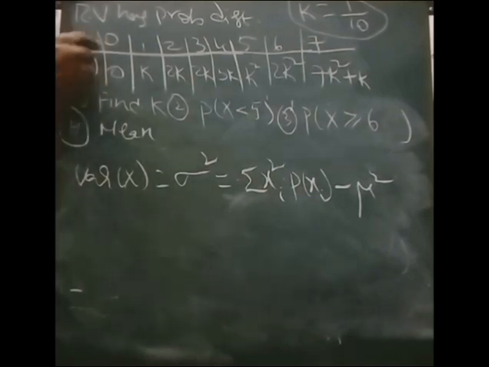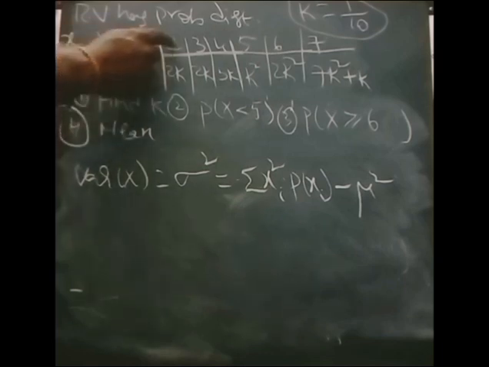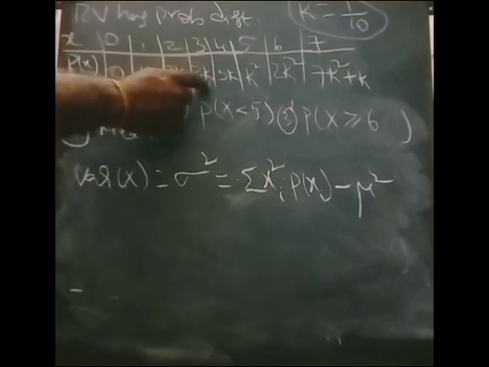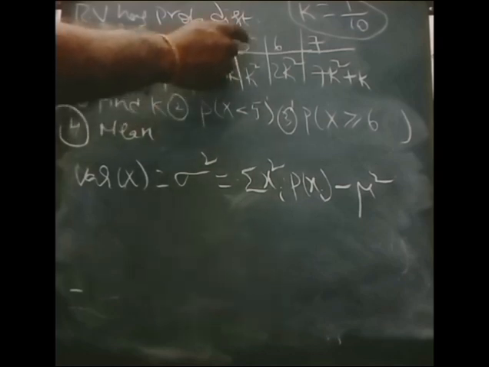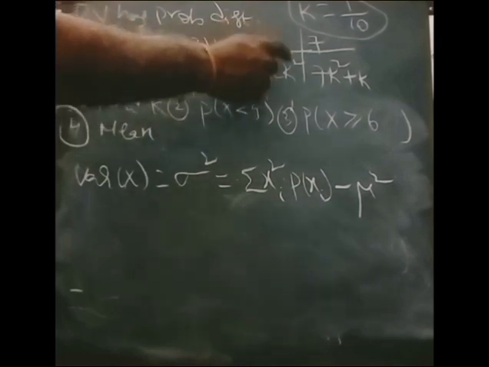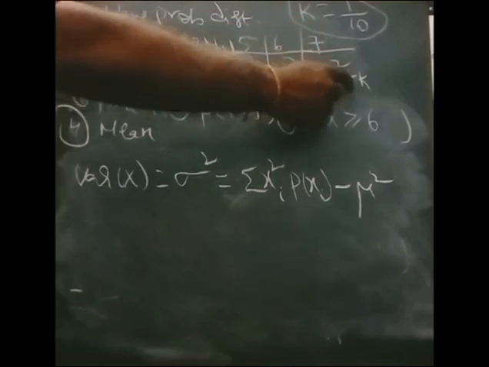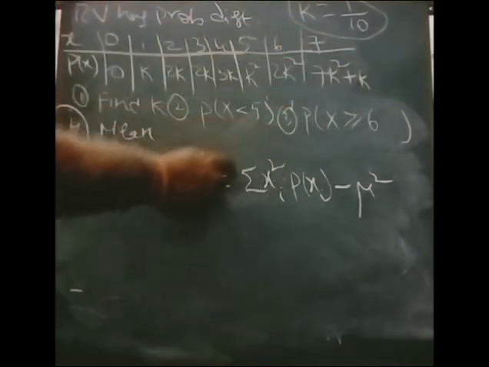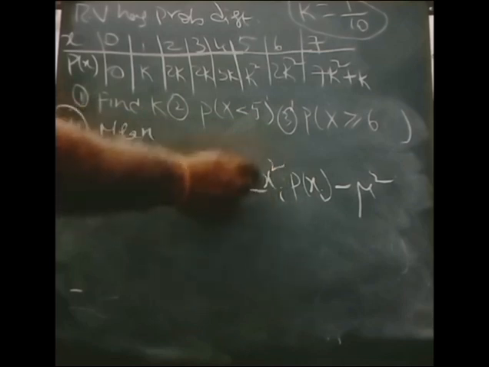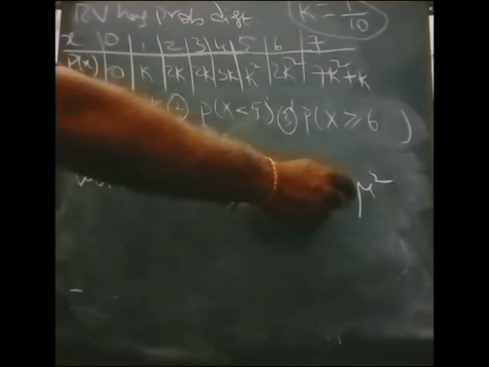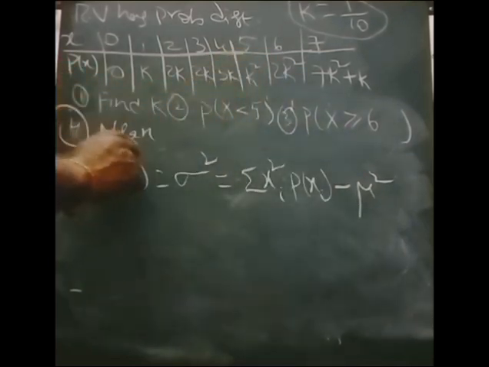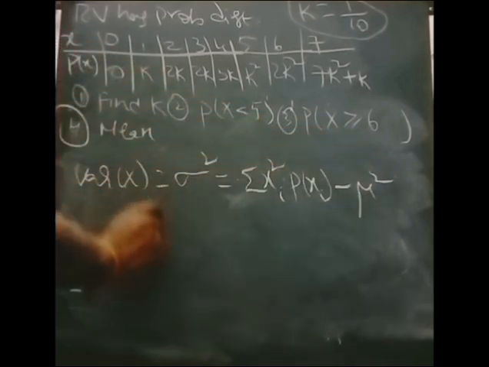So by considering the square of the value assigned for x: 0 square into 0, 1 square into k, 2 square into 2k, 3 square into 2k, 4 square into 3k, 5 square into k square, 6 square into 2k square, and similarly 7 square into 7k square plus k. By finding this summation and subtracting the mean square obtained previously, it gives the value of the variance of that discrete random variable.